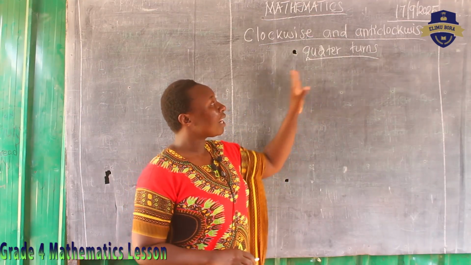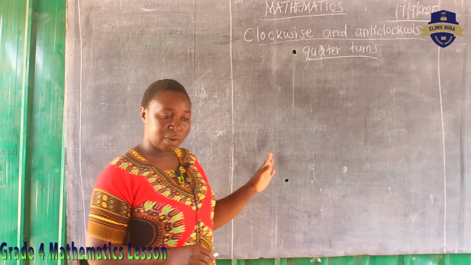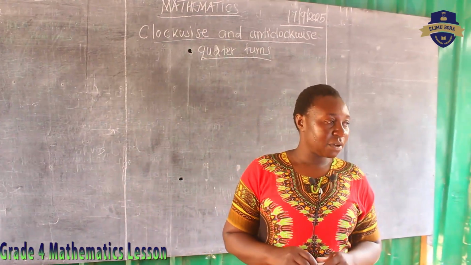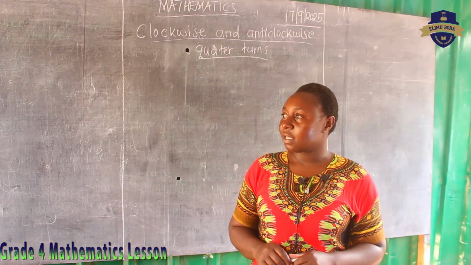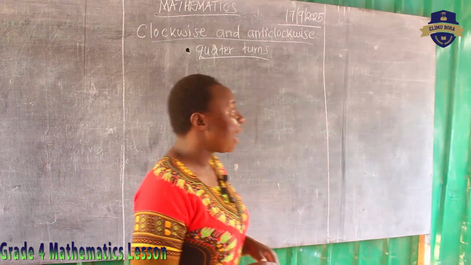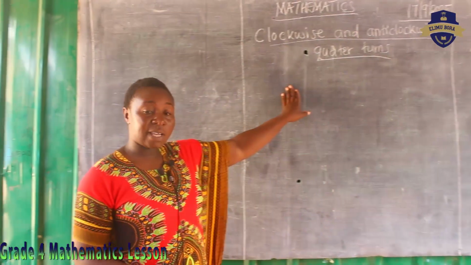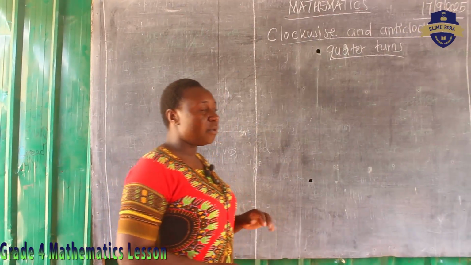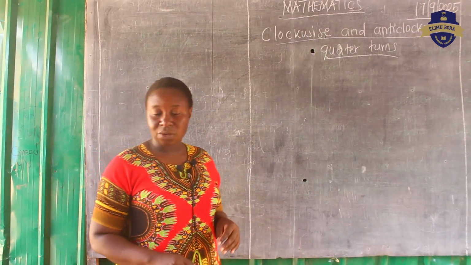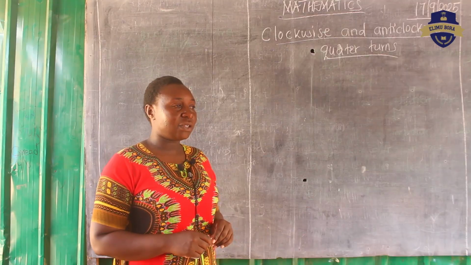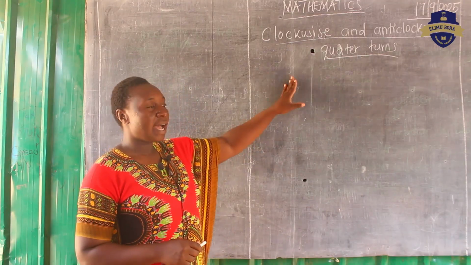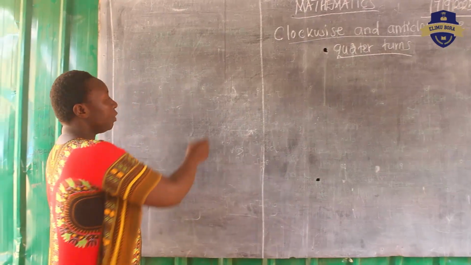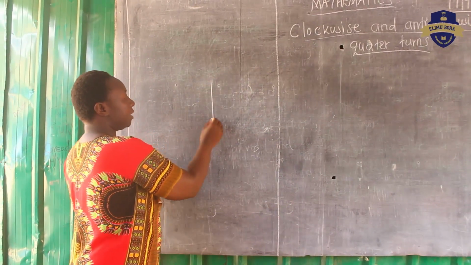So before we look at the quarter turn today in the clockwise and anticlockwise direction, I want us to remind ourselves of what we were learning yesterday. Yesterday we were looking at the clockwise and anticlockwise half turn. So we were moving in the clockwise direction or anticlockwise direction using the half turn, but today is a quarter turn. So we could draw our compass like this yesterday.